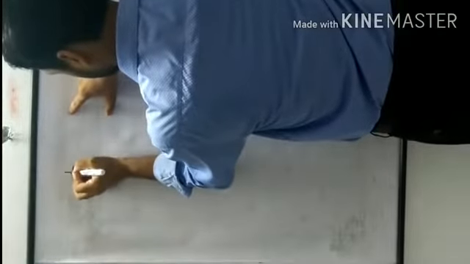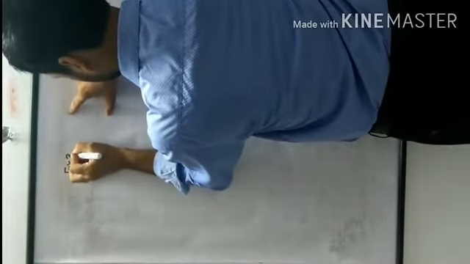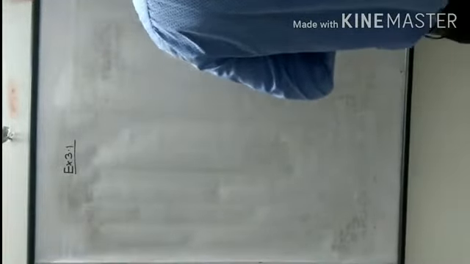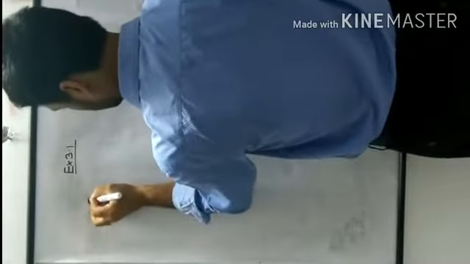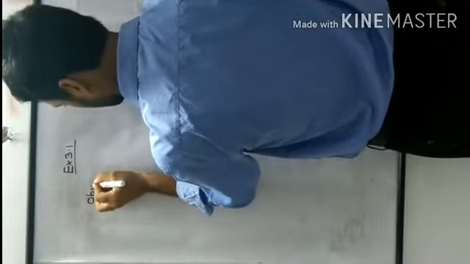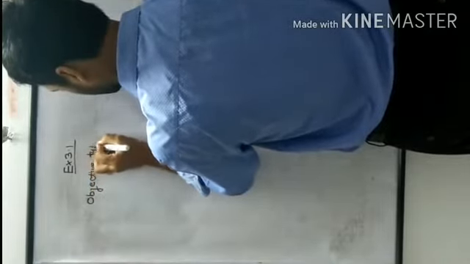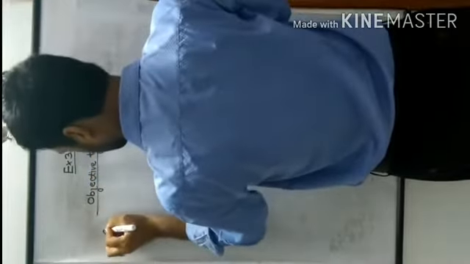So children, continuing with the exercise questions of 3.1. First I'm taking the A part, objective type questions.